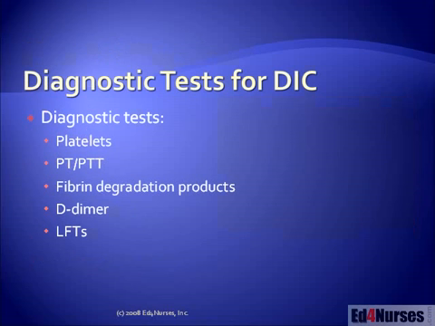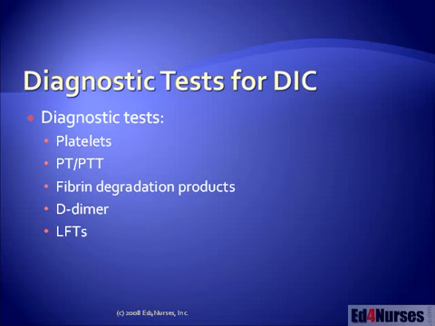Now, diagnostically, we like to look at a number of different tests. Our platelet count is going to be decreasing as we use up platelets forming all these little microclots. The PT-PTT will start to rise as the patient is having difficulty with their clotting. Fibrin degradation products, also called fibrin split products, are going to increase because we have that stimulation of the fibrinolytic pathway, which is breaking down clots. For the same reason, D-dimer will increase.